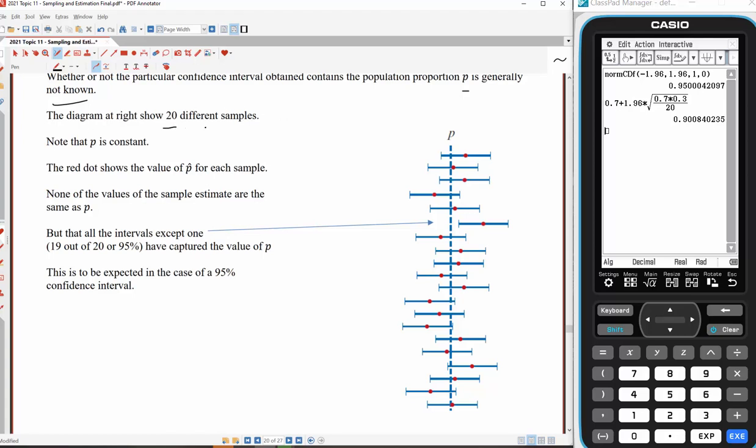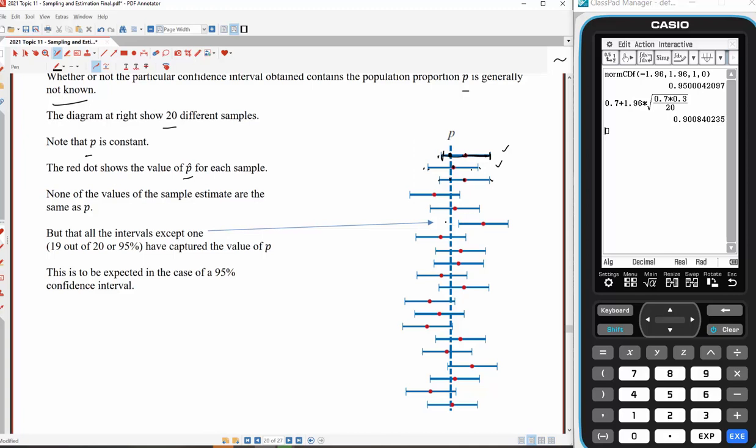So the diagram on the right shows 20 different samples, and P, the population proportion, is constant. It is constant, it's always constant. So we can see here that P is here for all of the samples. The red dot shows P hat, so this is P hat here. And we can see that the confidence interval here actually captures the value of the population proportion. So this is P hat. We say that we are 95% confident that it's between these values here, and it was. Here's P hat, 95% confident that it's between these values, and it was. So tick, tick. P hat, 95% confidence within, and it is.